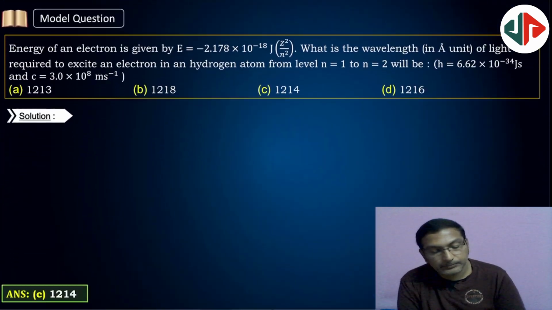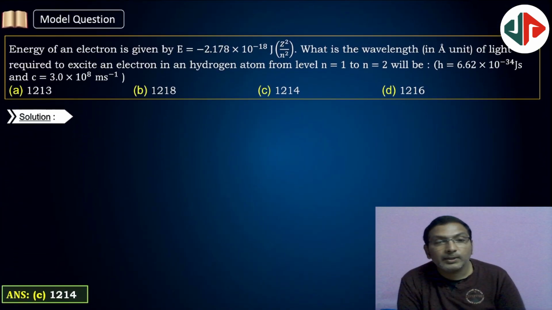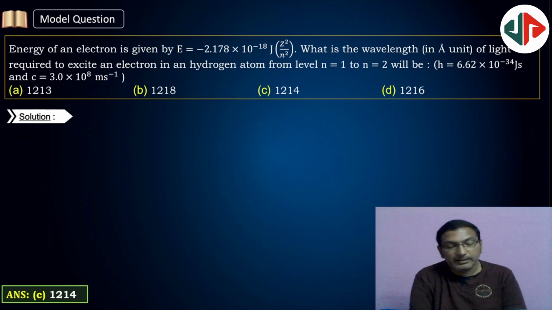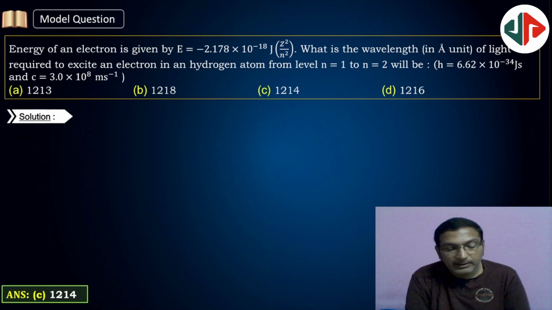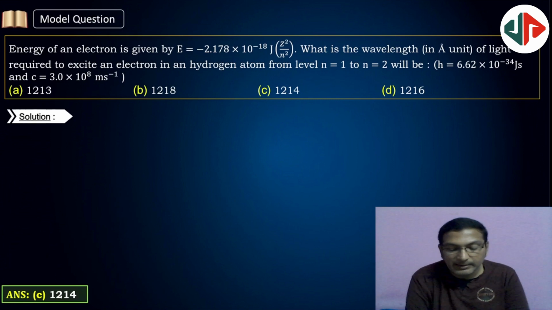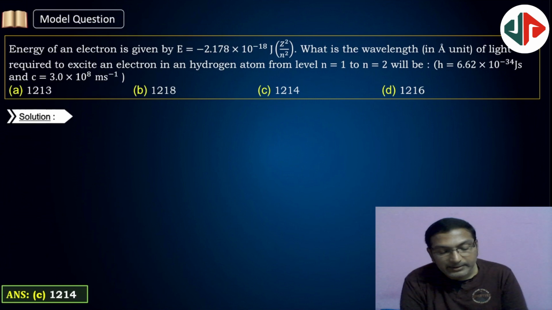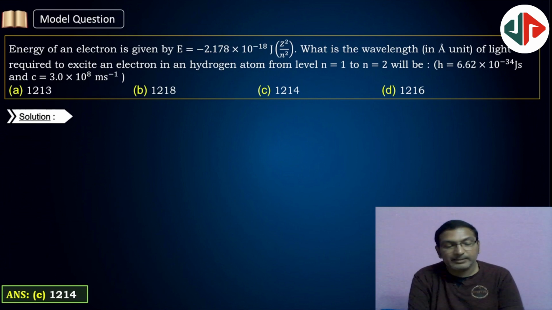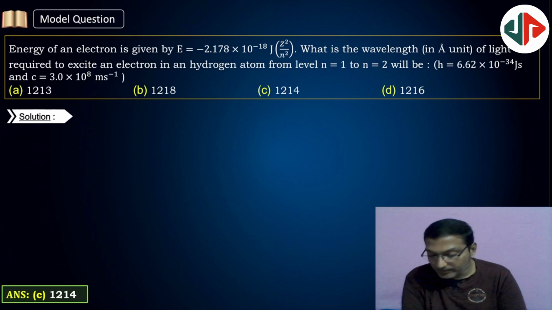Next one. Similar question. Here energy of electron is given in joules per atom. In previous question it is given in joules per mole. Here joules per atom. What is the wavelength? Here in this question they are asking about wavelength required to excite electron from n equal to 1 to n equal to 2. Planck's constant and velocity are given.